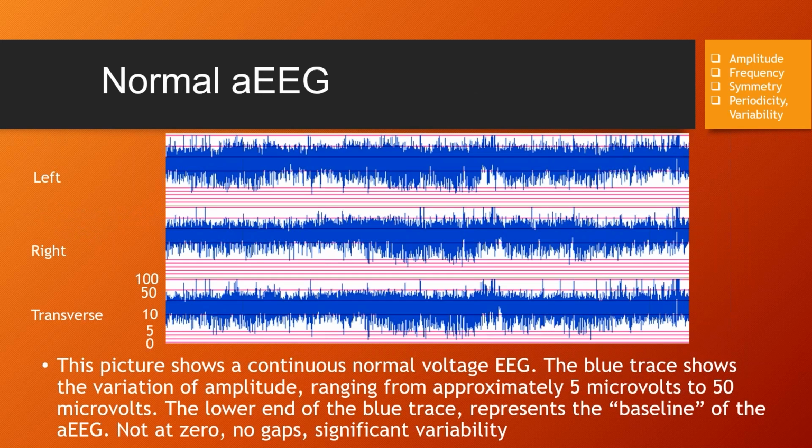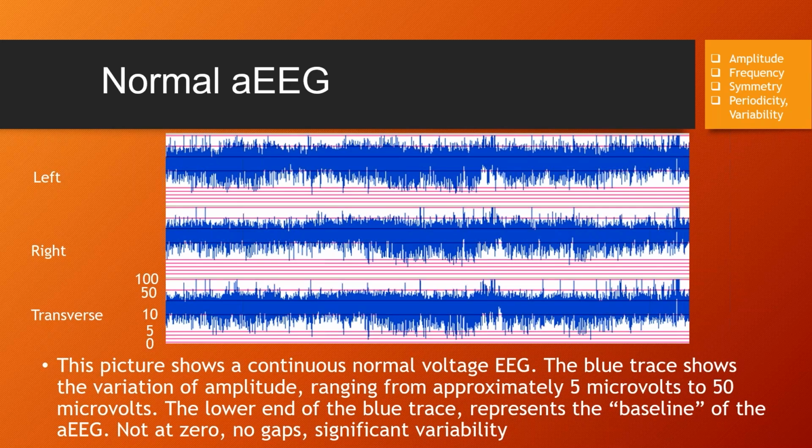This is normal amplitude integrated EEG, and I say that again, we're looking at left over right, and in the last channel, a transverse montage. And for each of these trends, you're looking at a scale of 0 to 100, where the amount of space devoted to 0 to 10 is the same as the amount of space devoted to 10 to 100. So semi-logarithmic scale, it's linear from 0 to 10.